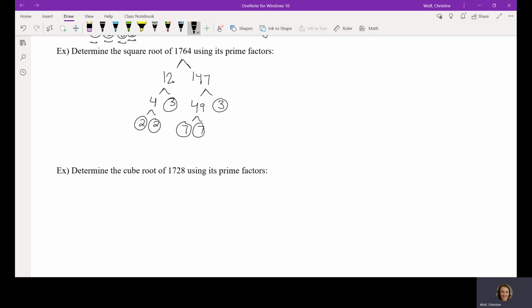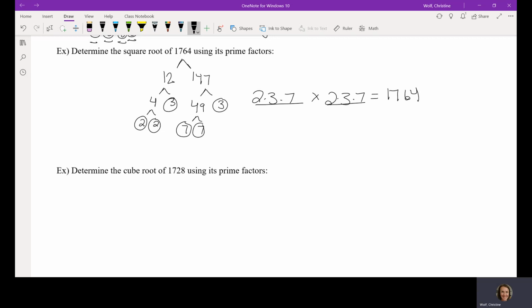Again, I'm going to create two identical groups, and when I multiply them, they have to equal 1764. If you look at all of your factors, you have 2 2s, 2 3s, and 2 7s. So create two identical groups. Because I have 2 2s, each one gets a 2. Because I have 2 3s, each one gets a 3. And because I have 2 7s, each one gets a 7.